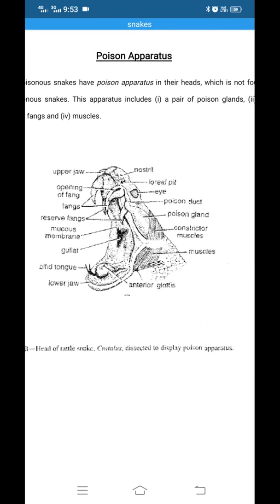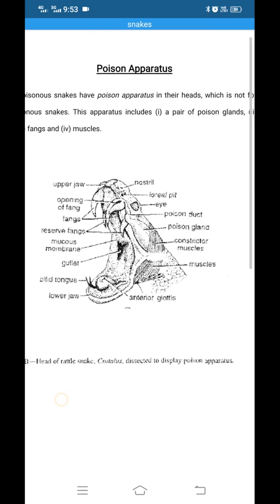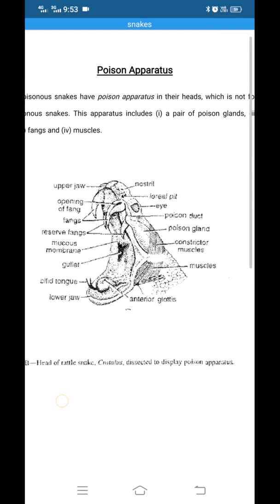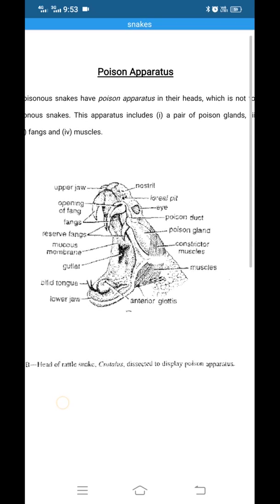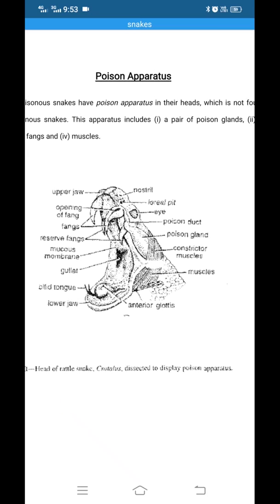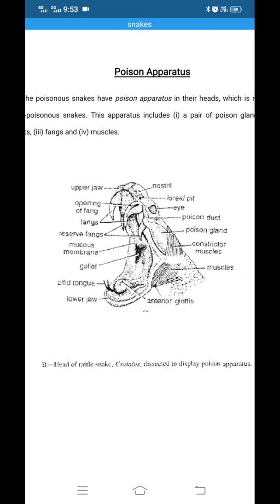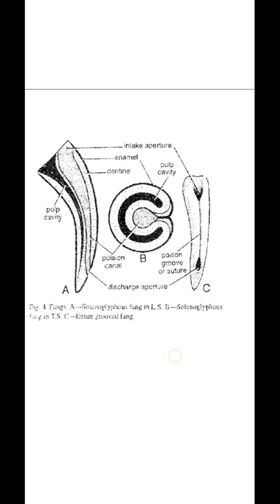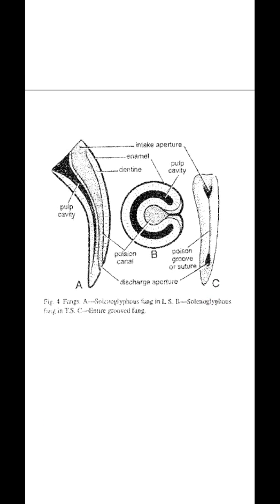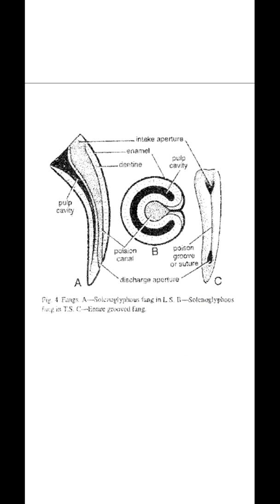The third is the Opisthoglyphous kind of fang, which is generally found in the family of Colubridae. The fangs are small, but the difference is these fangs lie at the back of the maxillae instead of in the front. These are found at the back of the maxilla, and each one is grooved along its posterior border. So these are the three types of fangs found in different kinds of species of snakes. Here you can see in the diagram the Solenoglyphous fangs. It's LS and TS.